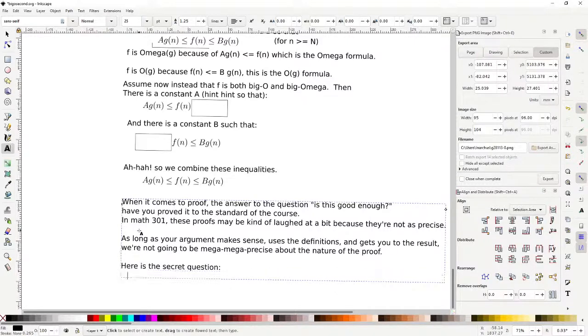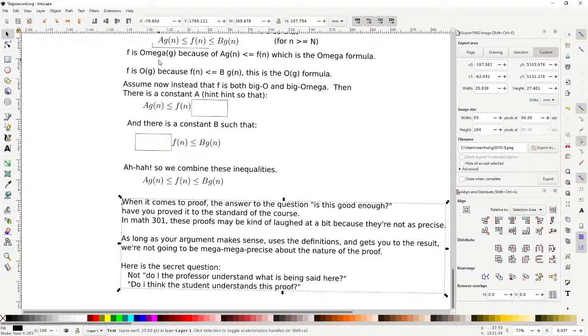Not do I understand it. Not do I, the professor, understand what is being said here. If I understand what's being said, that's good. But what I'm going to ask is, do I think the student understands this proof? That's what I'm going to ask. Do I think that you understood what you're writing well enough to make the argument? And a lot of people just throw down the formulas and call it a day. They won't put any of the explanation of the sentence or anything like that.